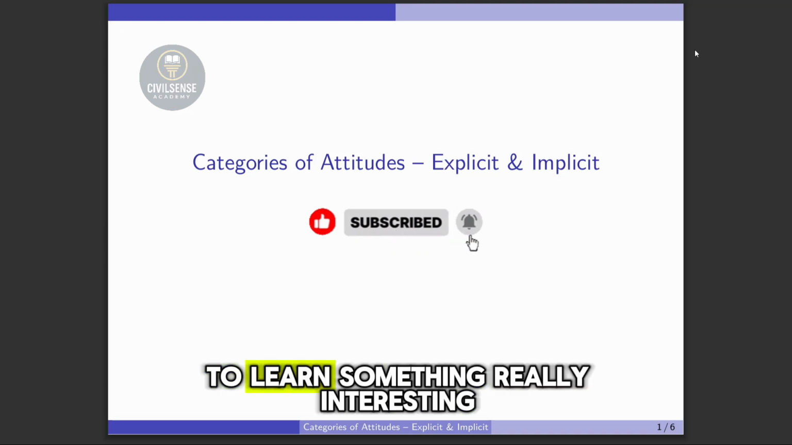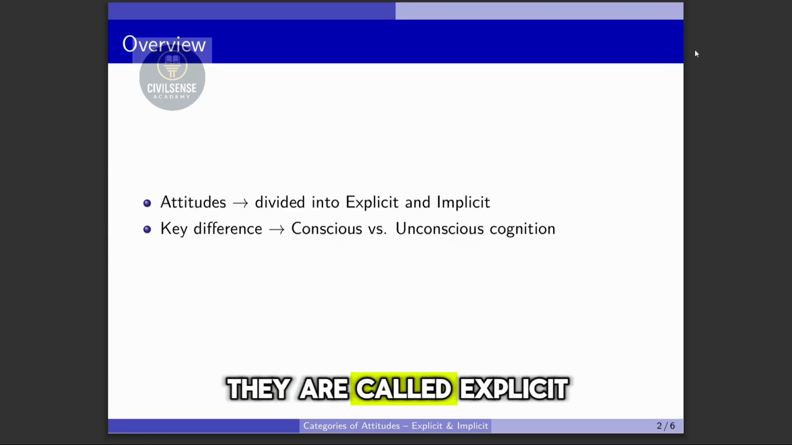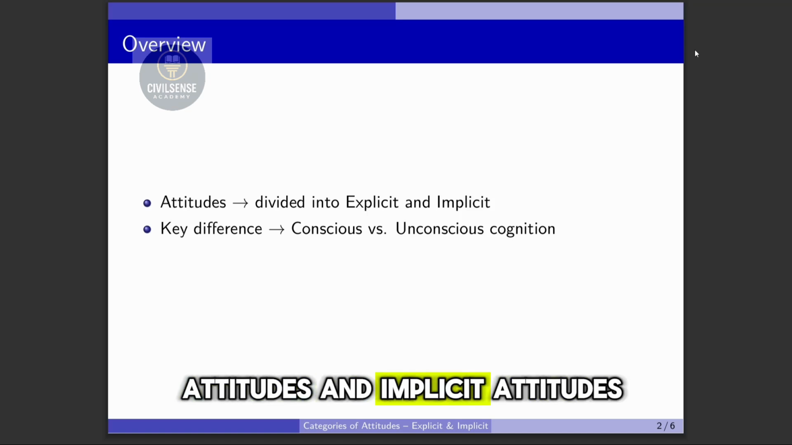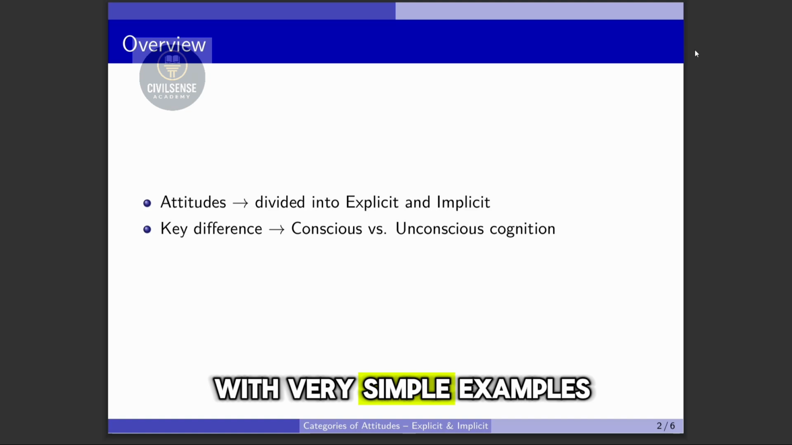Today we are going to learn something really interesting, that is two types of attitudes. They are called explicit attitudes and implicit attitudes. Now don't worry about the big words, we will understand them with very simple examples.